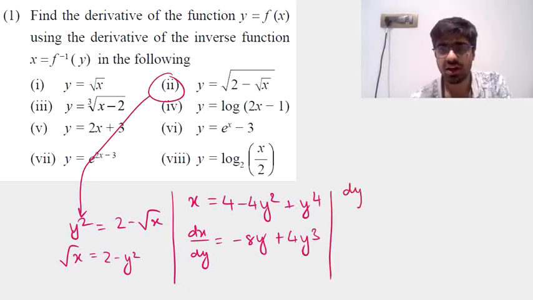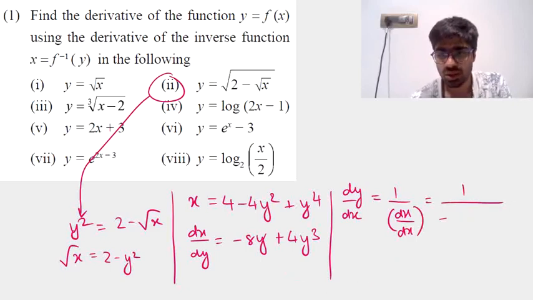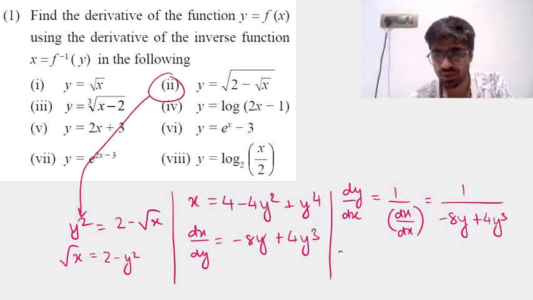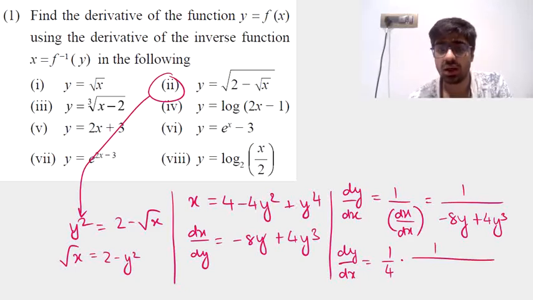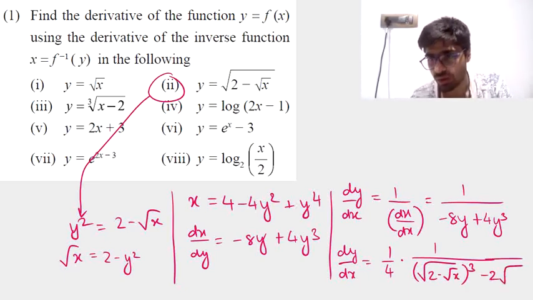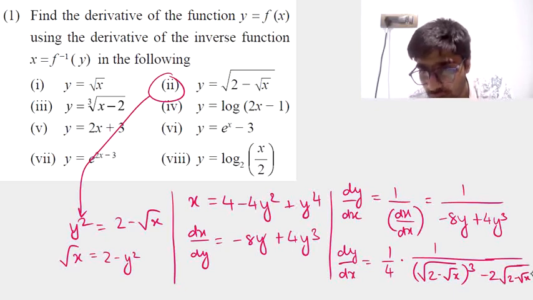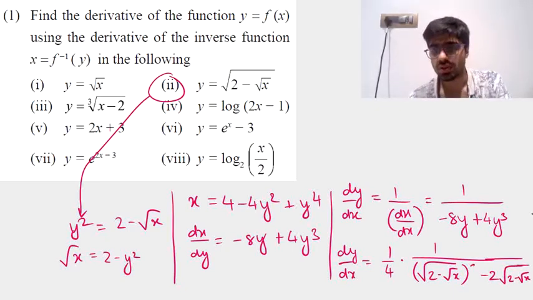And finally dy by dx will be 1 upon dx by dy, where dx by dy is minus 8y plus 4y cube. Now let's take a 4 common from the two terms, so we have 1 by 4 multiplied by 1 upon, there's a y cube term, so that will be root over 2 minus root x, the whole power 3, minus 2 into root over 2 minus root x. Yeah, so there's a cube here. That's going to be the final expression of dy by dx.